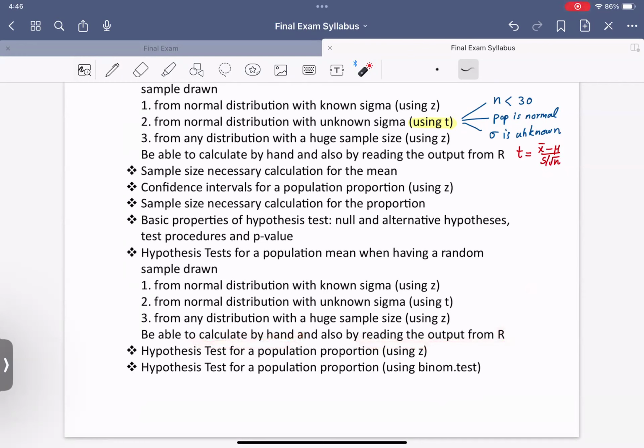All right, next one, you're going to see the question about the hypothesis test for population proportion using C. This is similar to what you have on a confidence interval, but a little bit different in how to plug in the values. And you're going to have the question about hypothesis test for population proportion, but this time you use a program, which is the binom.test function, the binom.test command in R.